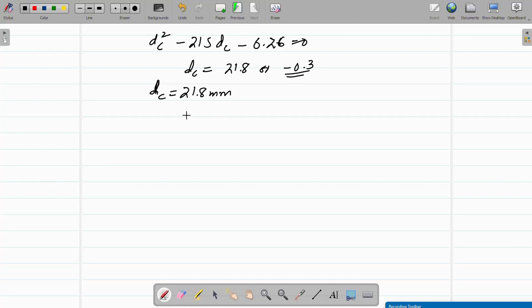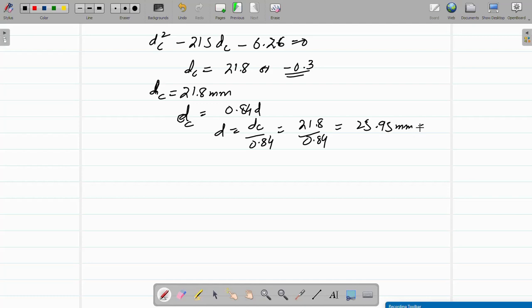In other words, if you want to find the nominal diameter, which by the way is the market standard, the nominal diameter D is DC divided by 0.84, so this is 21.8 divided by 0.84. So you get an answer of 25.95 millimeter, and then you can say we have to use an M26 bolt. 26 is the closest whole number to this 25.95. So if you got, let's say, 25.1, you go to the next round number, which is 26.